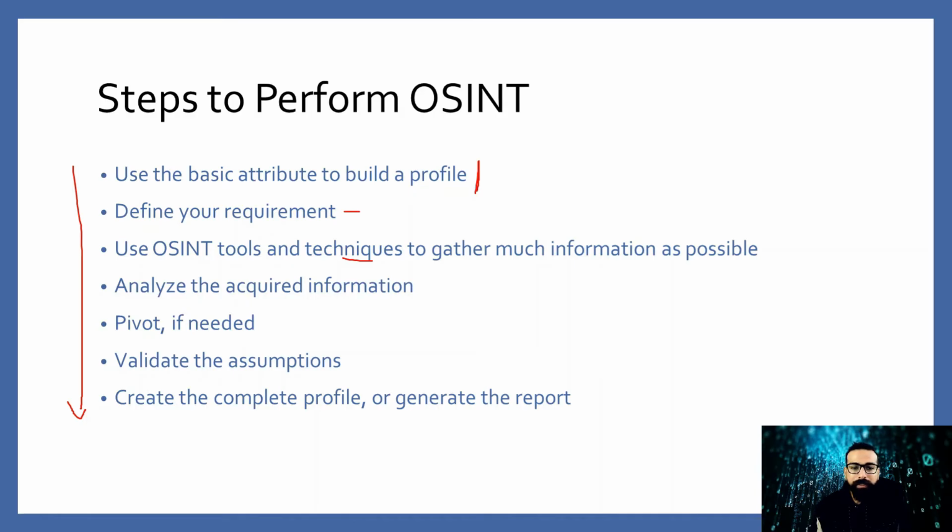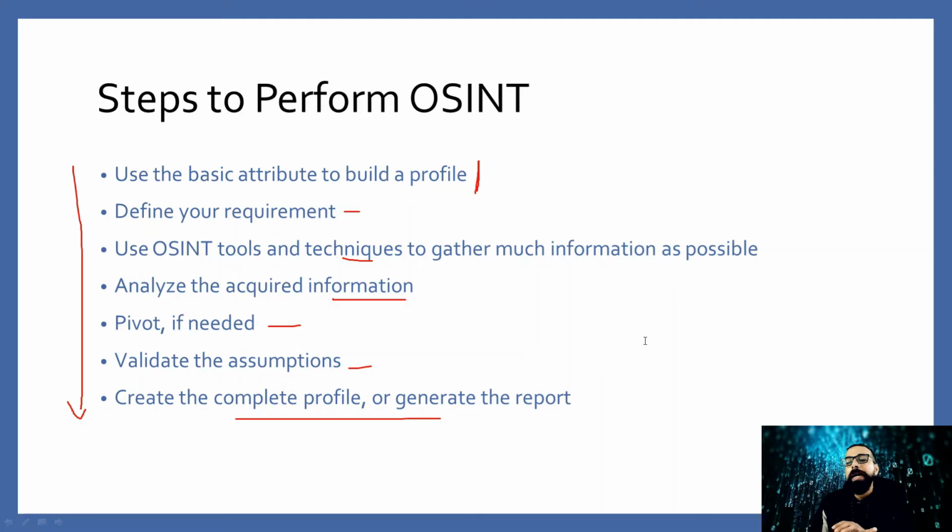After collecting data, start analyzing it, pivot as needed using newly gathered data, and then obviously validate your assumptions. As I discussed, OSINT is validated information with a high certainty, so you need to validate the information. At the end, you just need to generate the report. It's a step-by-step thing where you can see what you need to do.